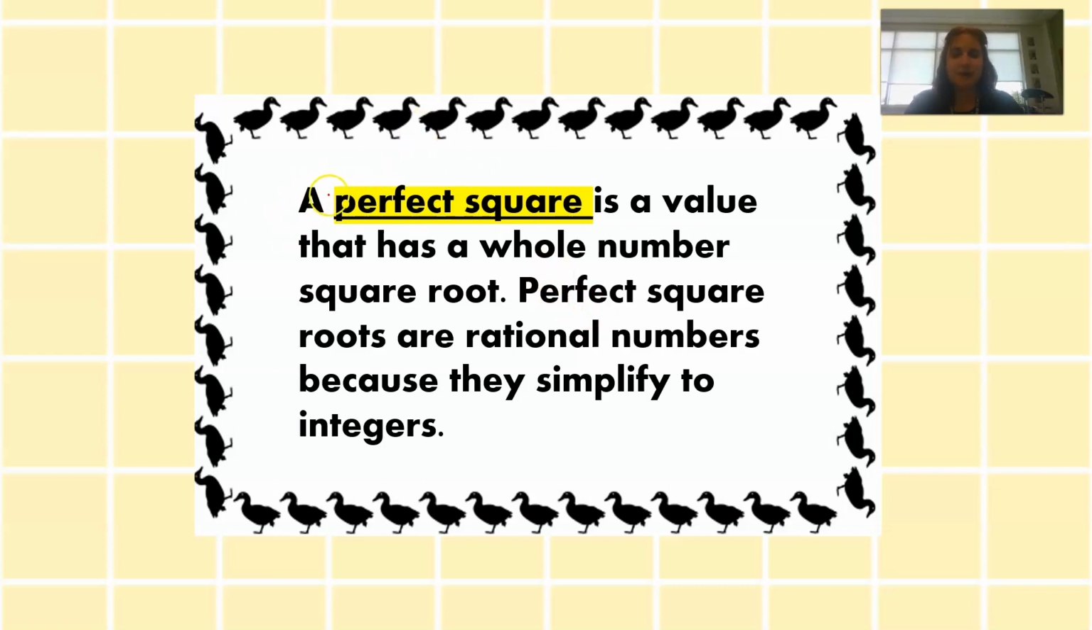So we're going to look at perfect squares, and perfect squares are values that have a whole number square root. Perfect square roots are rational numbers because they simplify to integers. So like the square root of 36 equals 6. So it's rational because it comes out to an integer.